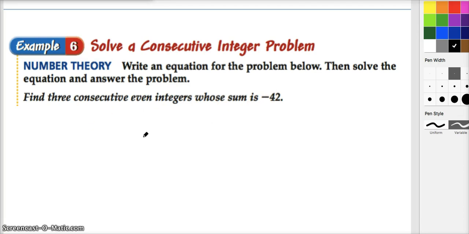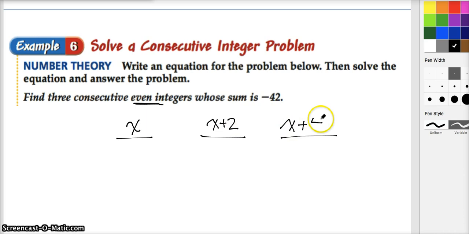So we've got 3 consecutive integers, 1, 2, and 3. They're even. So the first one I'm going to call x. Since they are even, I've got to skip to the next one. I can't just go x plus 1. I've got to go x plus 2 and x plus 2 more, x plus 4. So find 3 consecutive even integers whose sum is this. Well, if they're just saying that the sum is going to be negative 42, then I just write x plus x plus 2 plus x plus 4 is equal to negative 42.